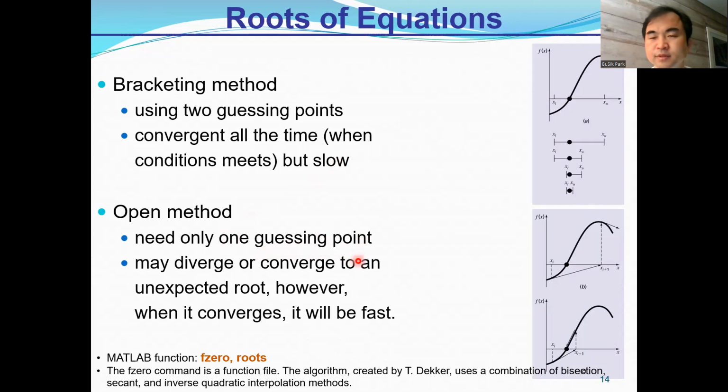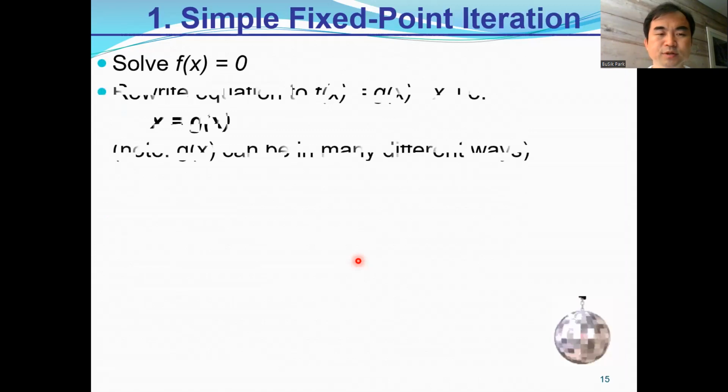And then what's the advantage? It converges very fast because we need to calculate only one point instead of two as in the bracketing methods. However, it is possible not to converge; it can diverge. There is more possibility of that. That's the disadvantage of open methods, as we know.